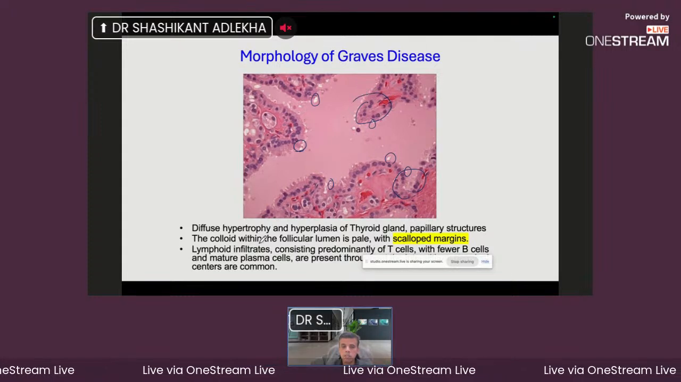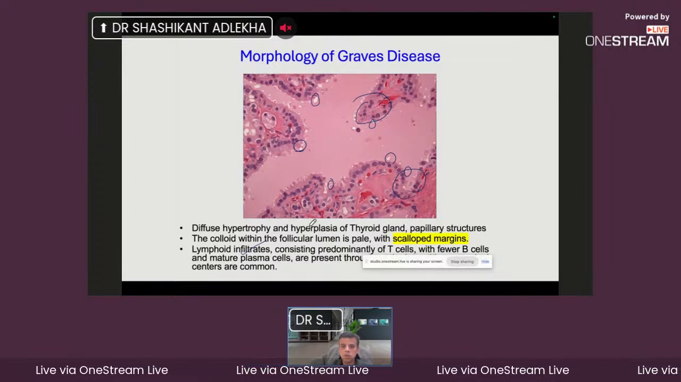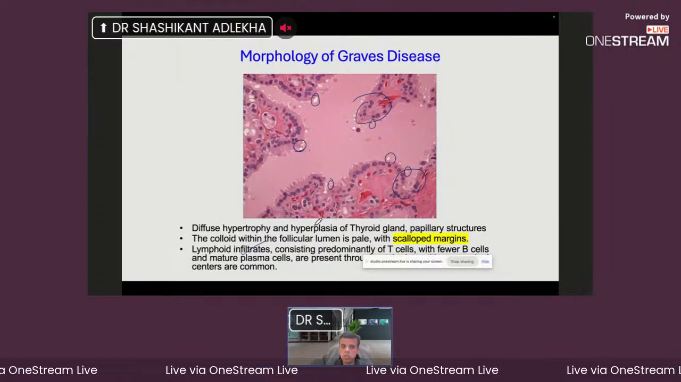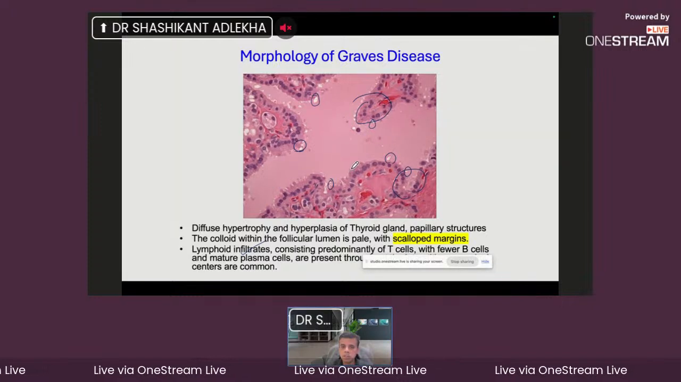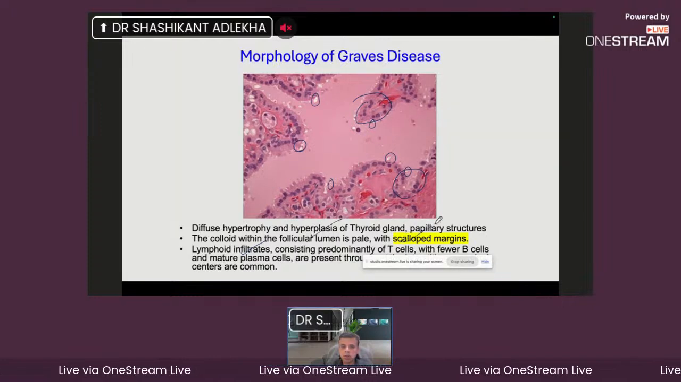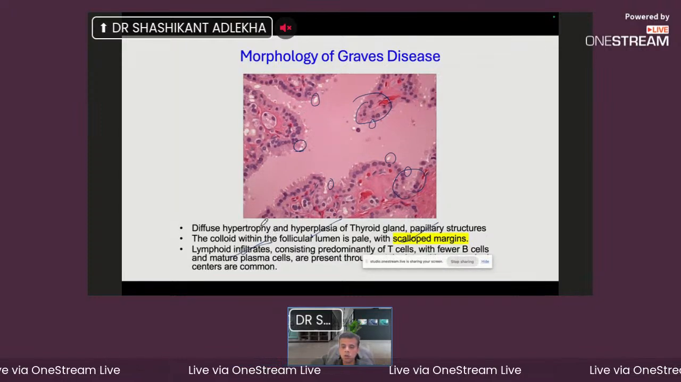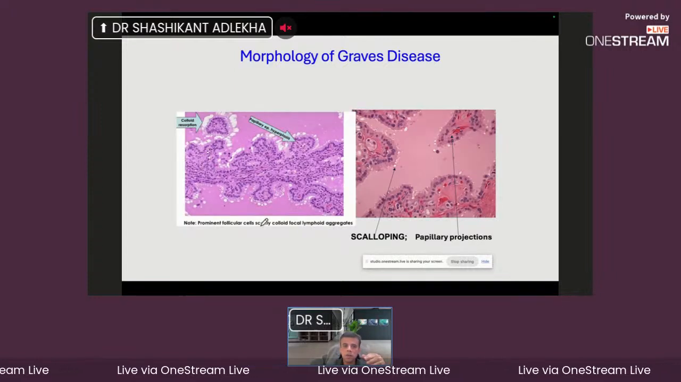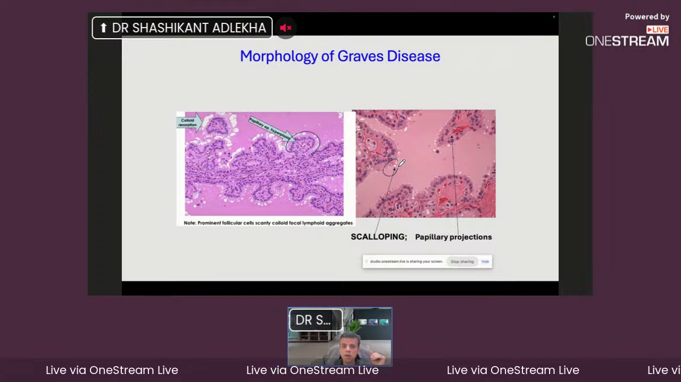And also you will see a dense lymphoid infiltrate, predominantly of T cells, B cells, and plasma cells, that will be noted in Graves' disease. So these are the key histological features of Graves' disease: papillary hyperplasia, scalloping of the colloid, and lymphoplasmacytic infiltrate in the stroma. And how to approach the diagnosis? Here you can see the papillary features and scalloping are very well visible.